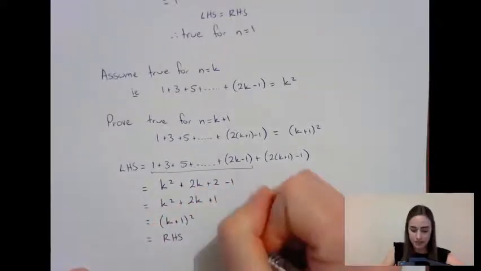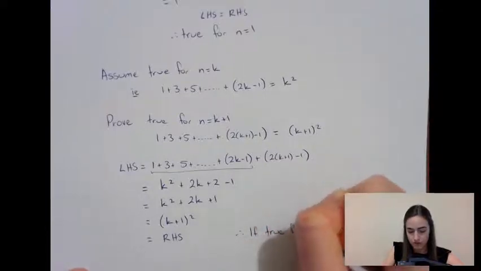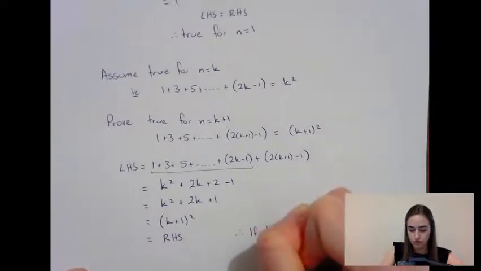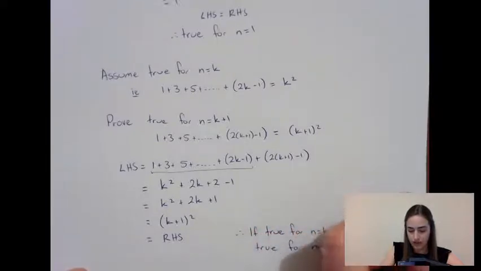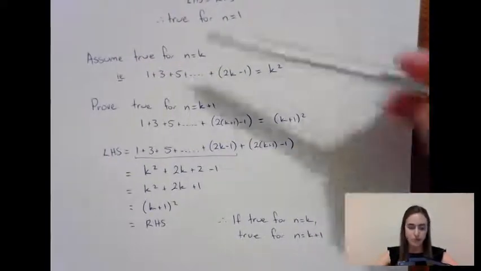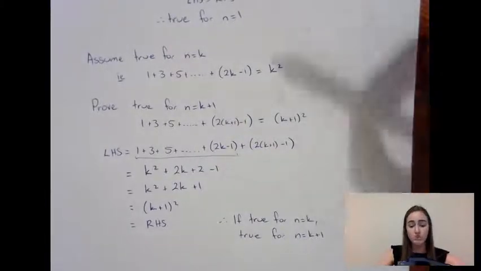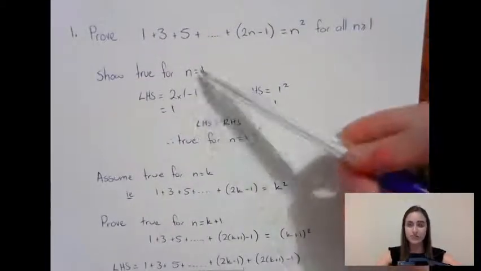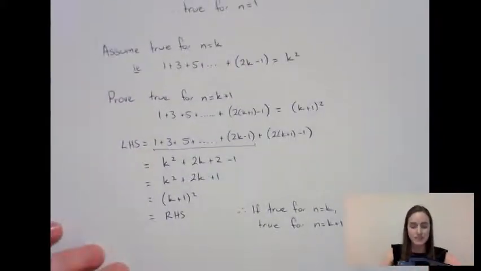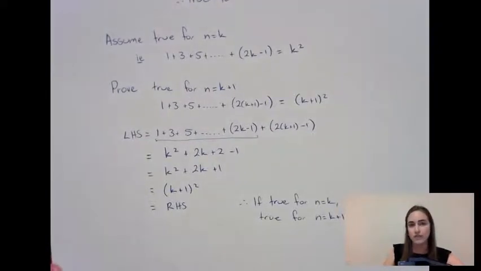So we've got a couple of statements we need to write. We can write: therefore, if true for n equals k, true for n equals k plus 1. So we've proved that. We've proved that if this is true, then this one also has to be true. And because we also proved this very first step, that we can push that first domino over, that means that this statement has to be true for all n, where n is greater than or equal to 1.